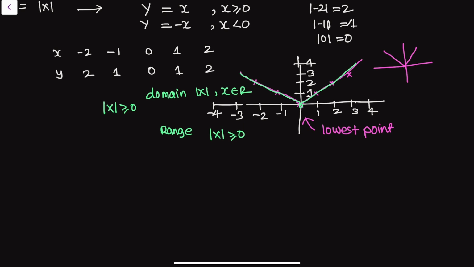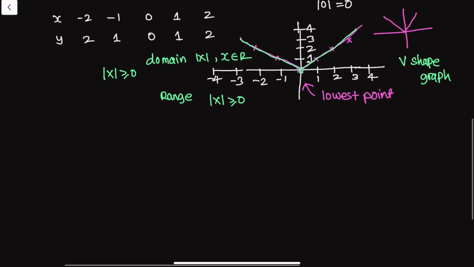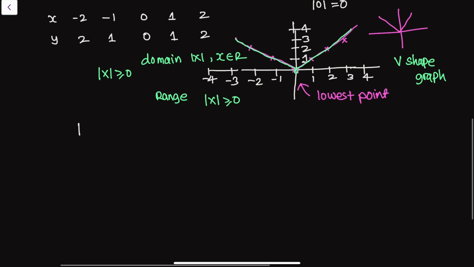Looking at the graph, we can say that this is a v-shaped graph. So any linear modulus function is always a v-shaped graph. Any linear modulus function, whether it is, let's say, mod of 2x plus 1, mod of x plus 2, mod of x minus 3, mod of 3 minus x, all these modulus functions will have a v-shaped graph.